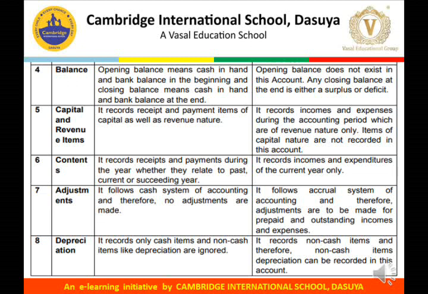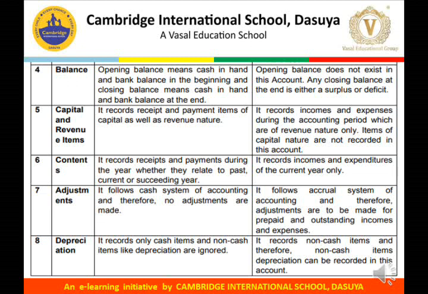The next is content. Receipt and payment account records receipts and payments during the year whether they relate to past, current or succeeding year, whereas income and expenditure account records incomes and expenditures of the current year only.